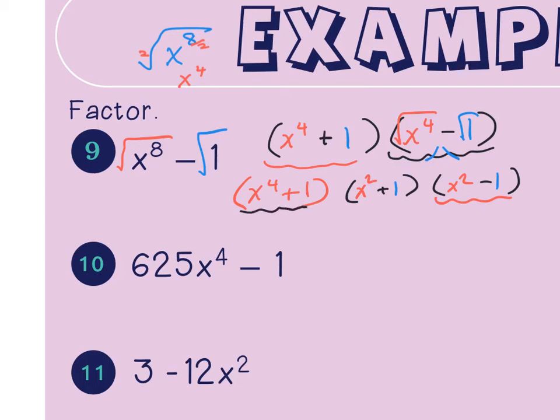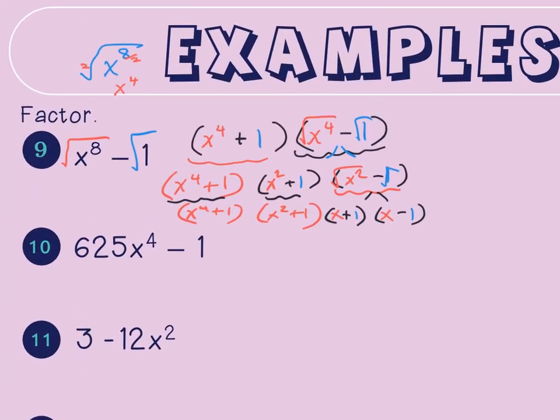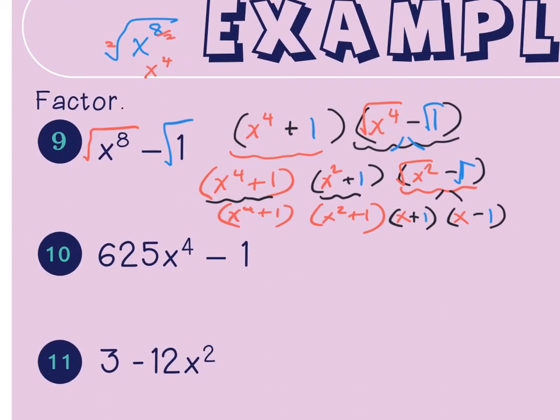These guys are done because there's no such thing as the sum of two squares, and I can't pull out a GCF. So let me just rewrite this one, and now I factor this one. Two binomials, square root x squared, it gives me an x, square root the 1, and 1 gets a plus sign, 1 gets a minus sign. Now I'm finally finished. And that would be my final answer.